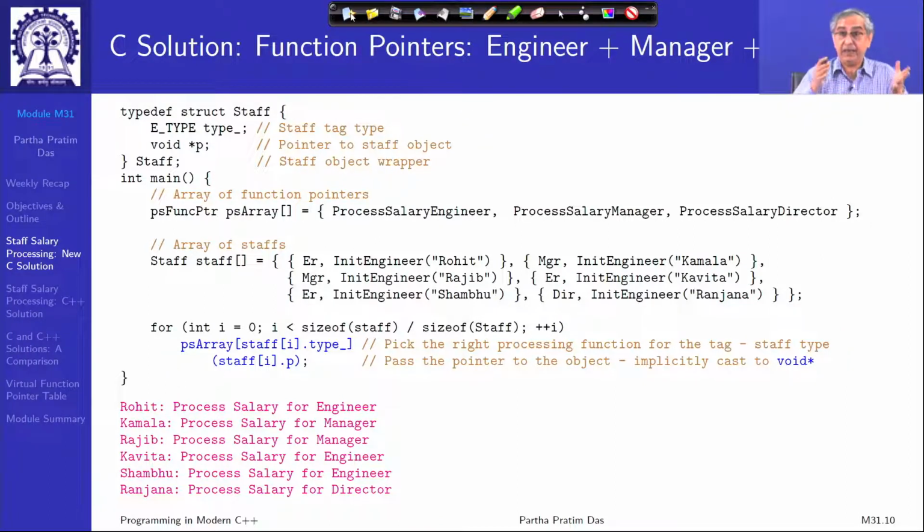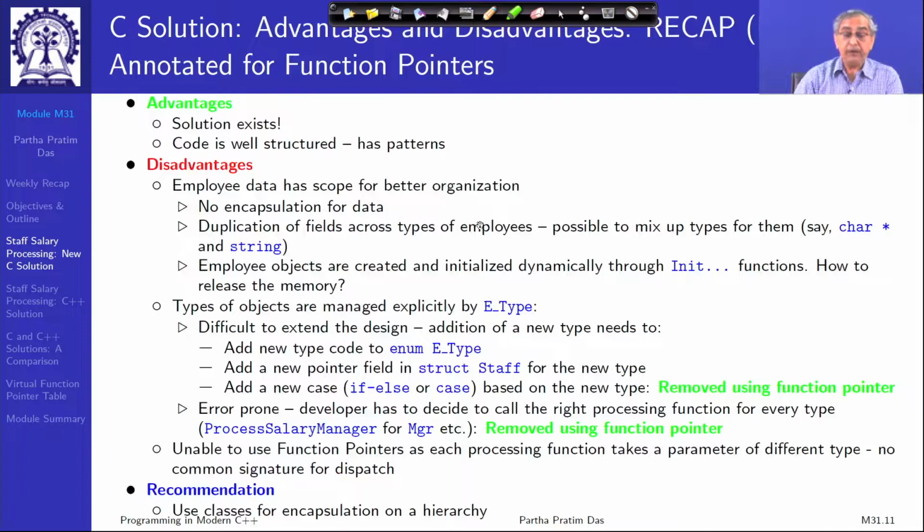So, such an elegant solution is also possible in C, and this is kind of the best solution you can have in C involving multiple types in this way. If you look back at the original disadvantages, every disadvantage of the solution remains, like not having encapsulation and so on, but two major disadvantages have been removed.